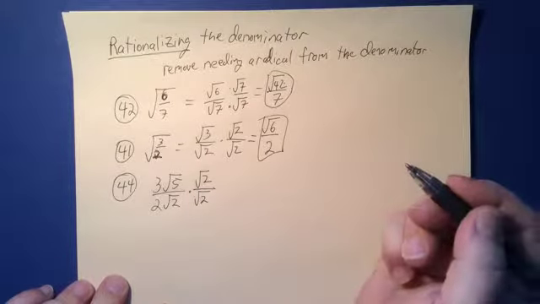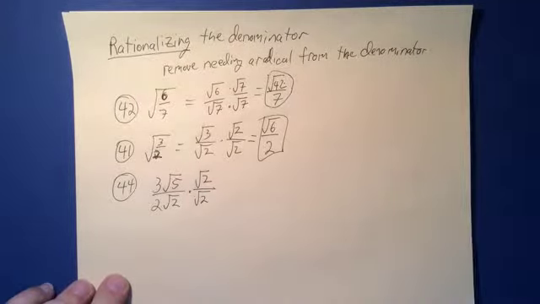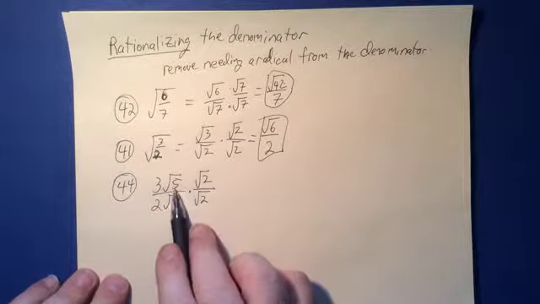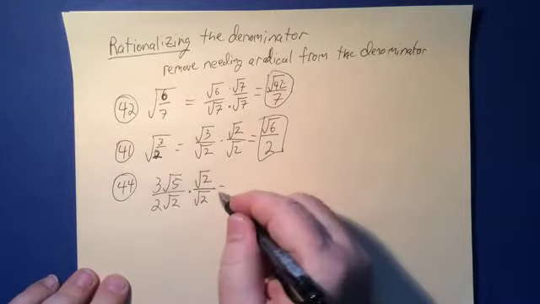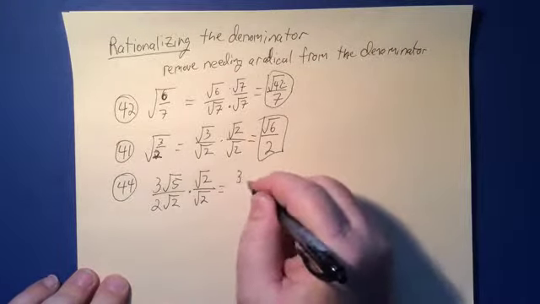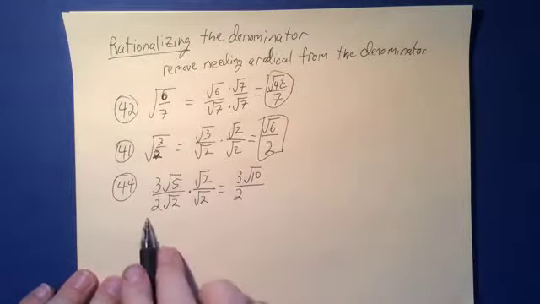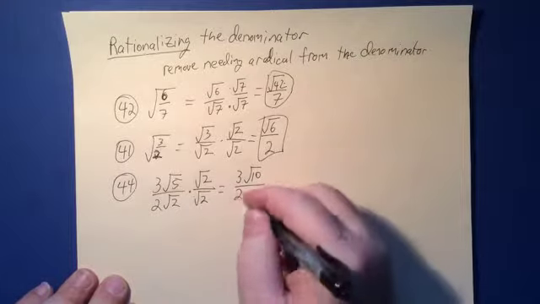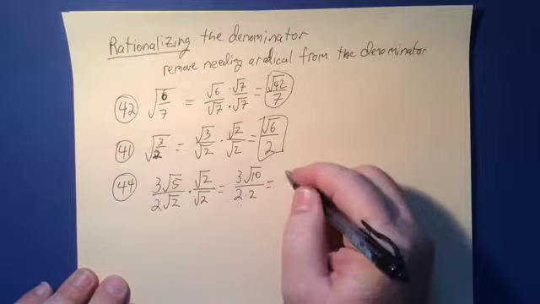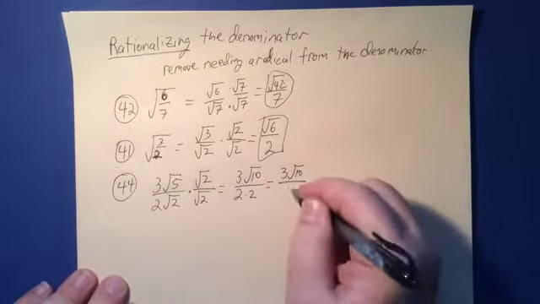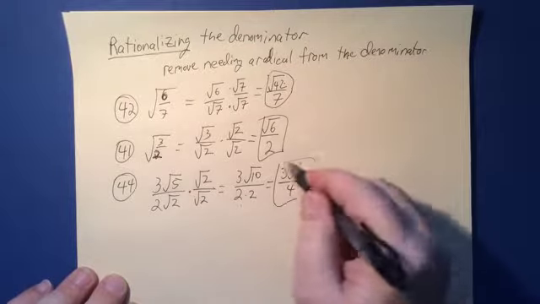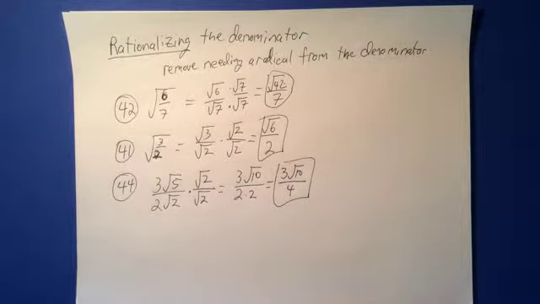radical 2. As I carry out this multiplication, I'm going to have radical 5 times radical 2, that's going to be radical 10, so this will be 3 radical 10. And then here we have 2 times radical 2 times radical 2, which is 2, so that's going to give me 3 radical 10 over 4. And that is as simple as I can express that fraction.